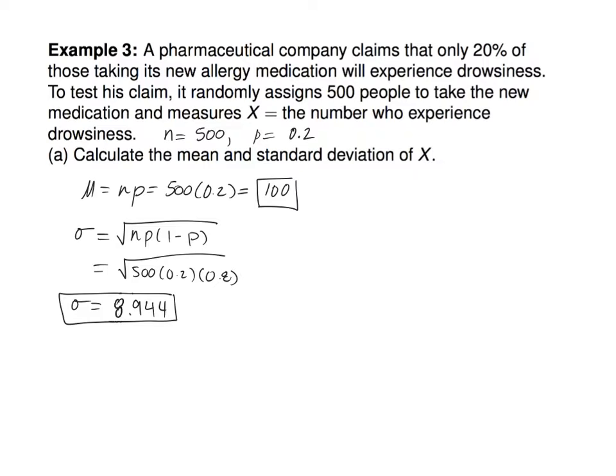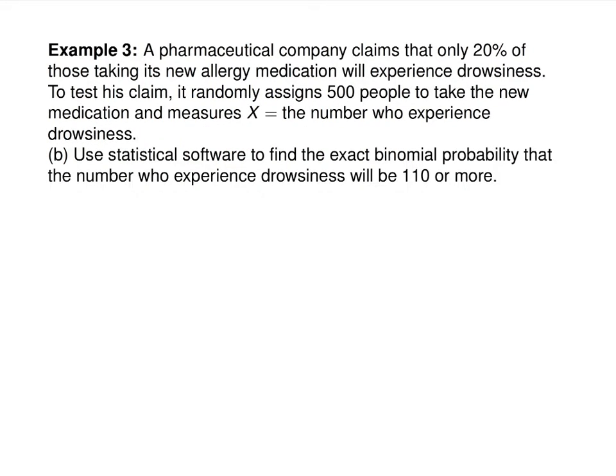Using statistical software, find the exact probability that the number who experience drowsiness will be 110 or more. So that's P of X bigger than or equal to 110. Do you guys agree with that translation into the probability statement? Okay. Now, Excel won't go that direction. Excel does less than or equal to's. So you have to do complementing.